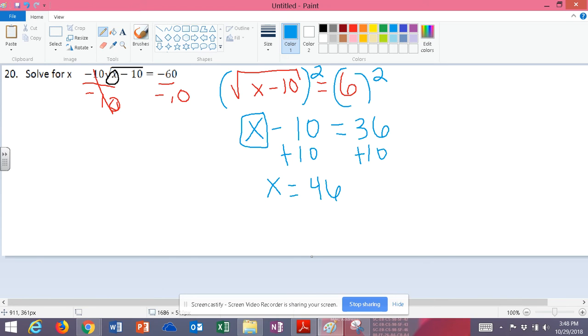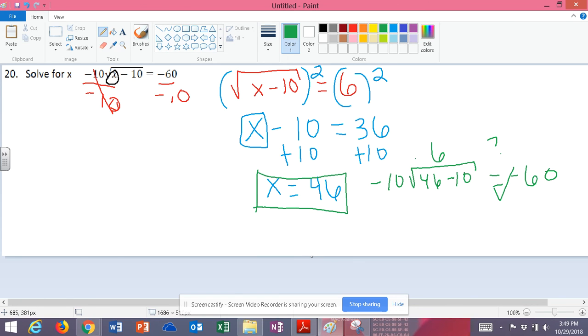Now I need to take that 46 and check it back into my original equation. So I'm just going to check to see if 46 actually works. So does negative 10 times the square root of 46 minus 10 actually equal negative 60? That is the question. So 46 minus 10 is 36. The square root of 36 is 6. Negative 10 times 6 is, in fact, negative 60. So because that checks out, we can be certain that that's our solution.